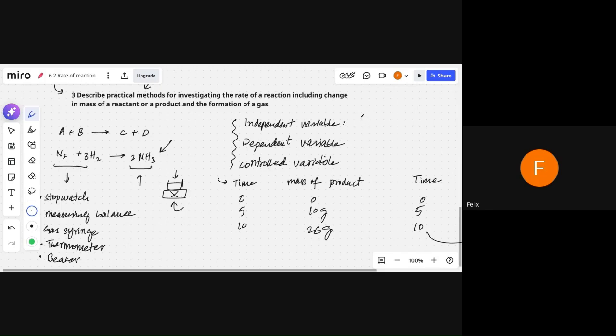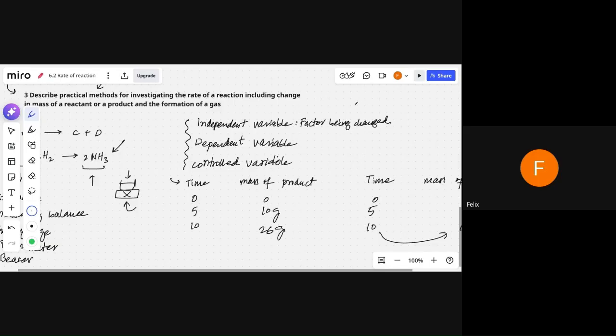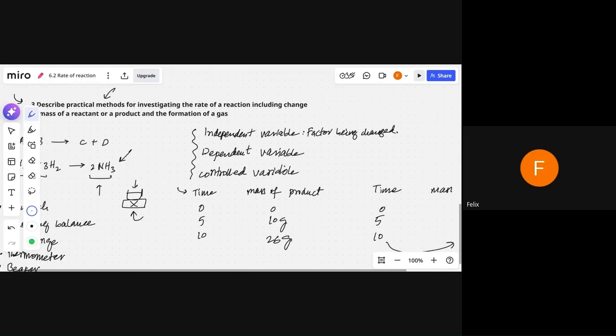Independent variable is the factor being changed. So I'm going to write here: factor being changed, right? What is meant by factor being changed? For example, a temperature interval. Let's say you are studying the effect of increasing temperature on the rate of a reaction, so you will conduct the experiment first at 0 degrees Celsius, then you will repeat the same experiment at 10 degrees Celsius, then at 20 degrees Celsius, then at 30, and then 40.